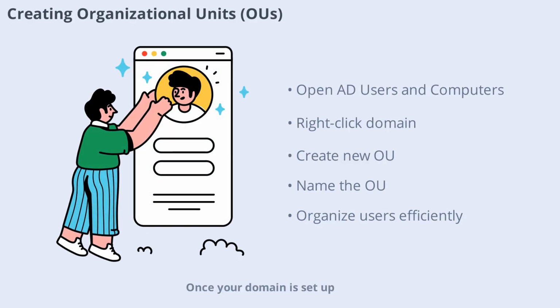Once your domain is set up, organize users by creating an organizational unit, OU. In Active Directory Users and Computers, right-click your domain, select New, then Organizational Unit. Name it something clear like Company Users. This keeps your directory tidy and makes managing users and groups much easier as your organization grows.